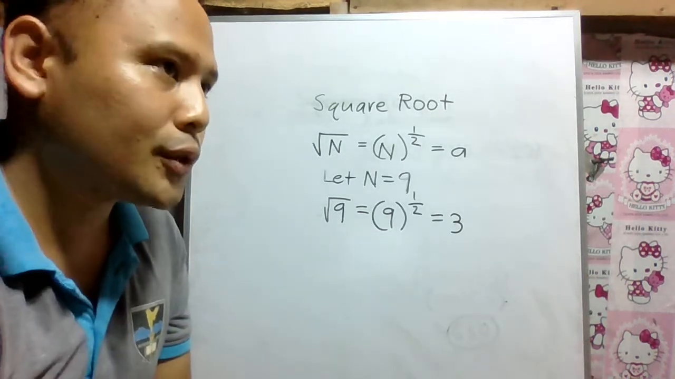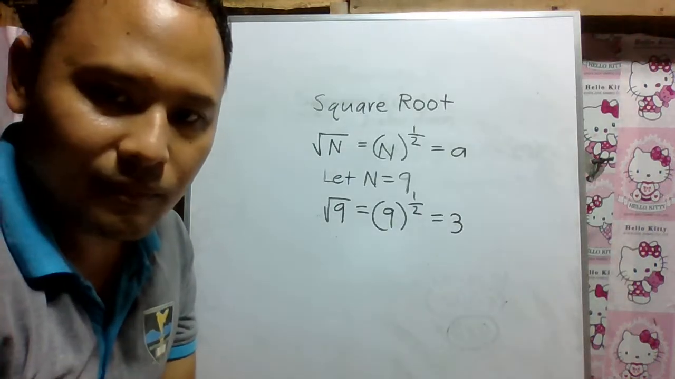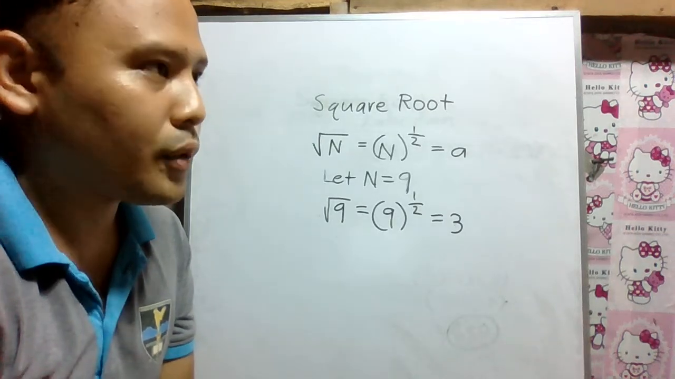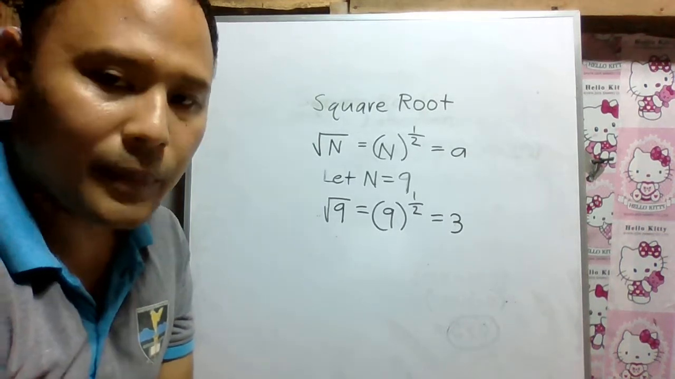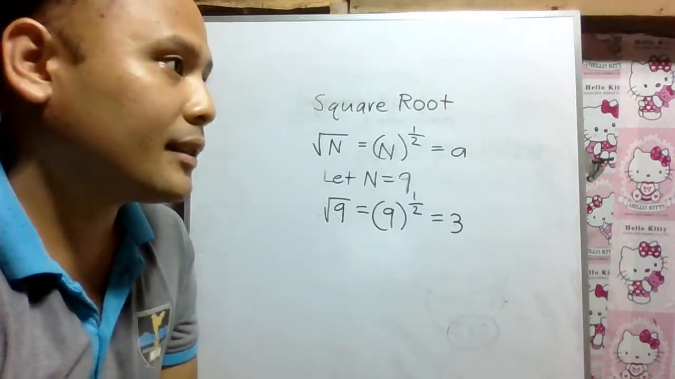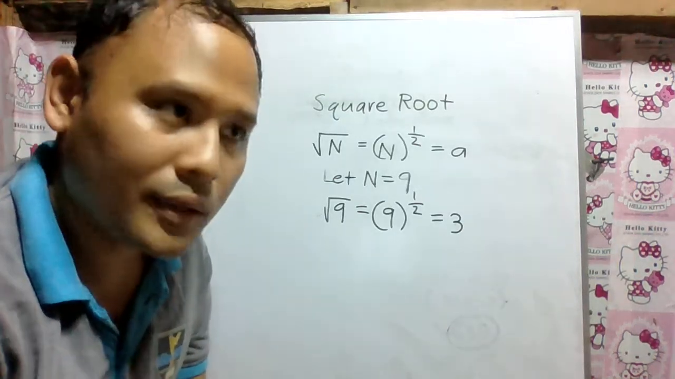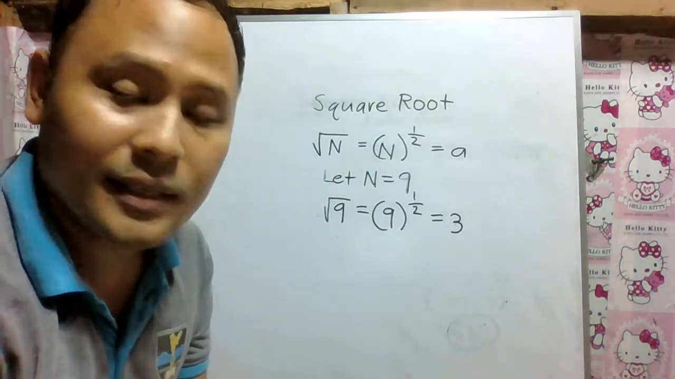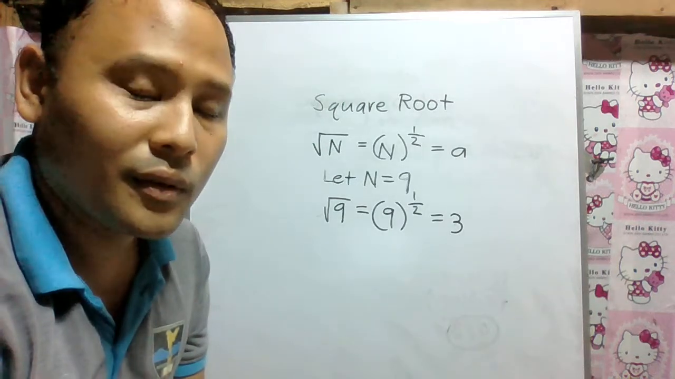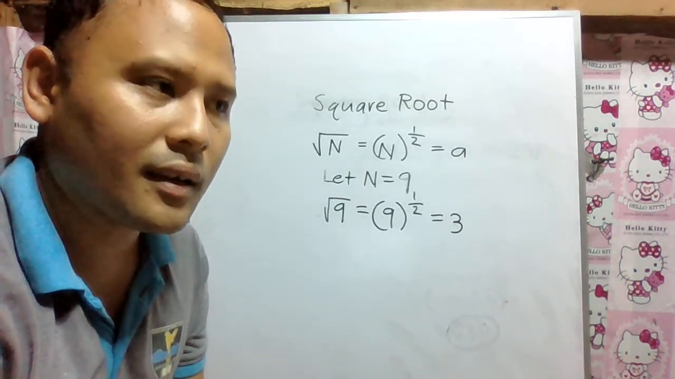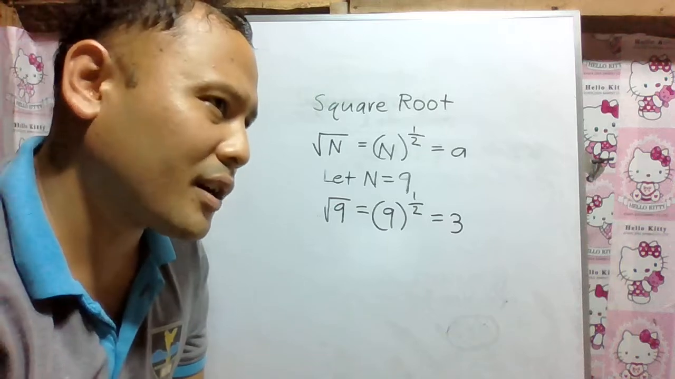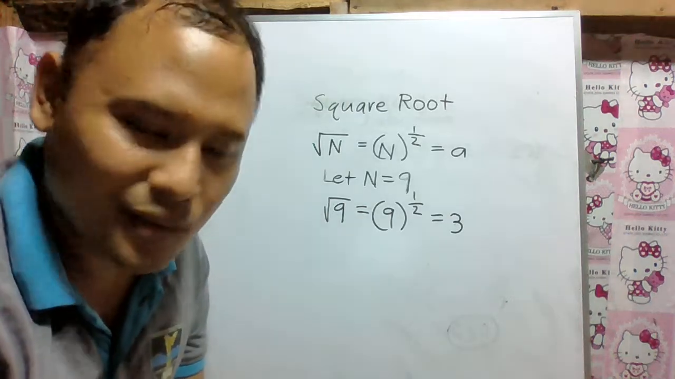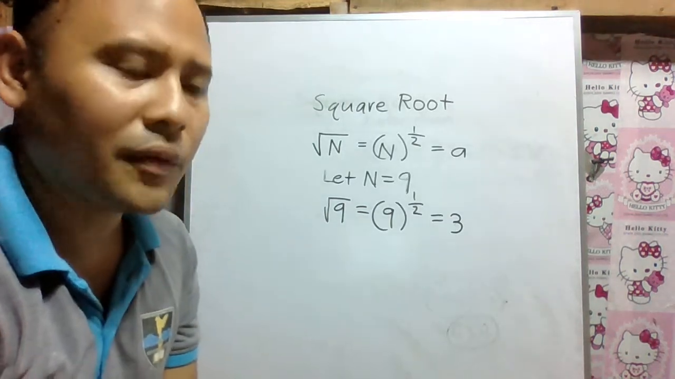Hindi lang sila. We also have 25, because the square root of 25 is a whole number 5. 36 is another example. Why? Because if we get the square root of 36, it is number 6, a whole number. What else? Square root of 49. It is 7 because 7 times 7 equals to 49. 7 is a whole number. Square root of 64, it is 8. Square root of 100, it is 10, so on and so forth. There are many perfect square numbers.